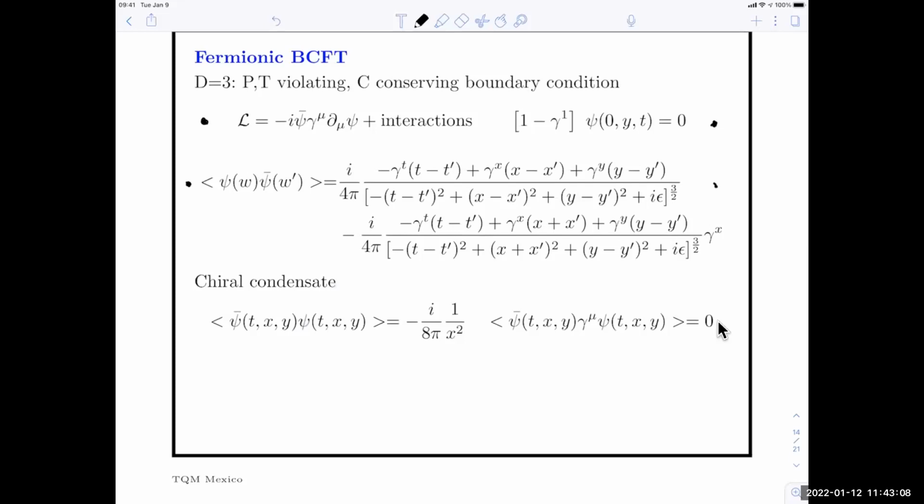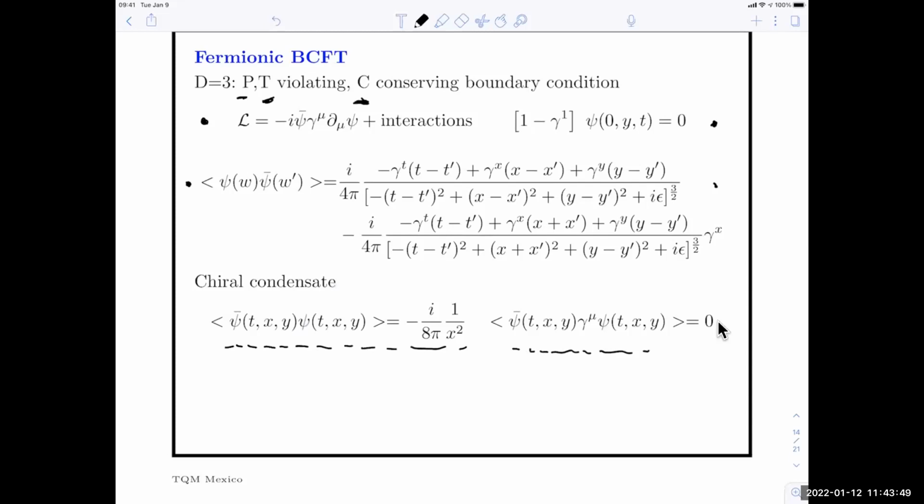This boundary condition violates parity and time reversal invariance, but it conserves charge conjugation. That means that you would expect that the current one-point function vanishes, and indeed it does, and also Lorentz invariance, at least for part of this one-point function, would tell you that it vanishes. But these discrete symmetries, which would forbid a psi bar psi condensate, are actually broken by the boundary condition. And you could see there's a mass operator condensate in this theory that looks something like this.